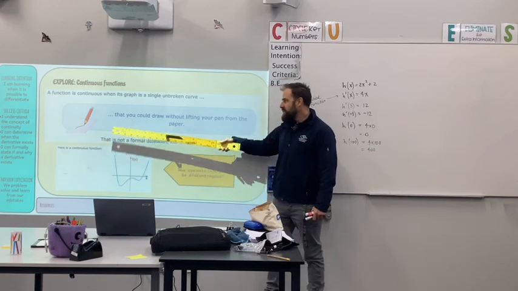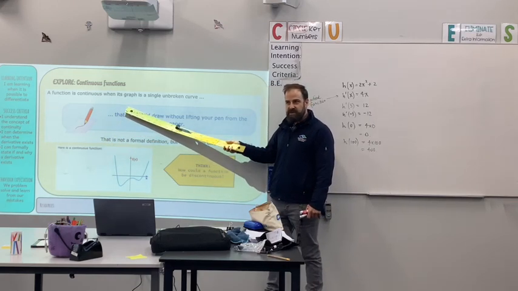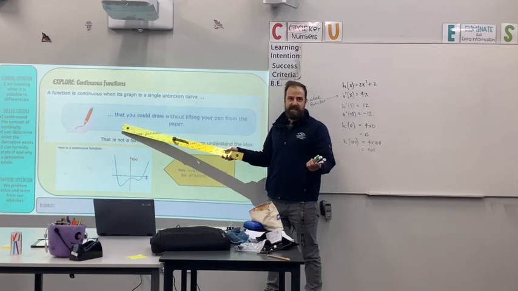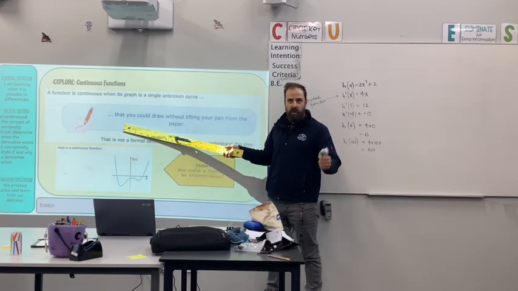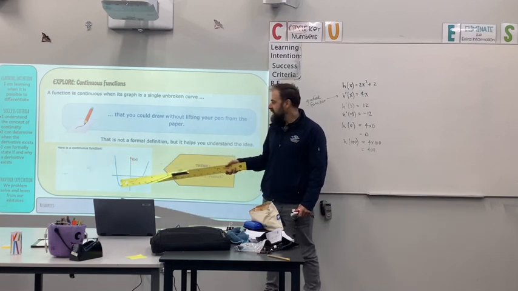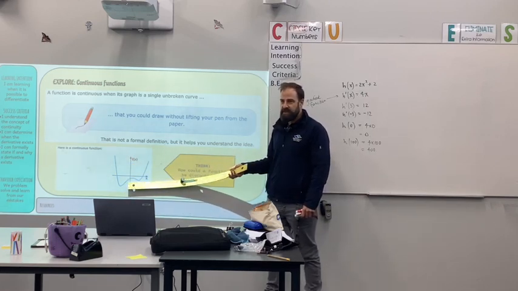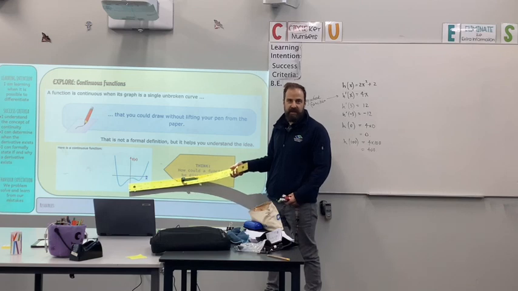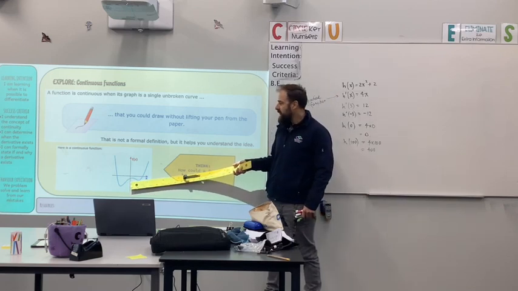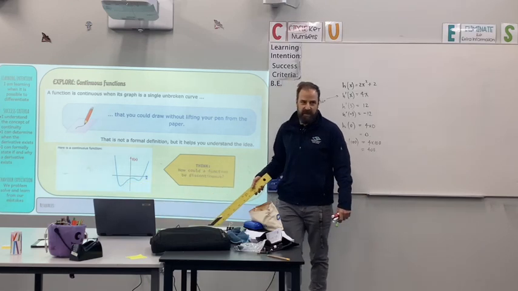This is not a formal definition of a continuous function, but a continuous function is basically a graph that we can draw without lifting our pen off the paper. This is an example of a continuous function. This would be a quartic. Quartics have a power of 4, polynomials that have a power of 4. So this would be a quartic.